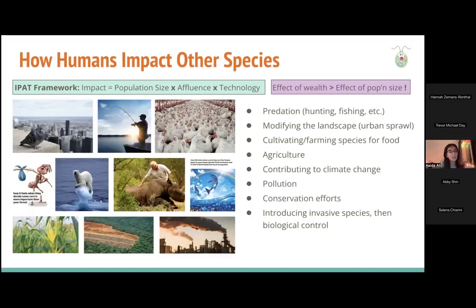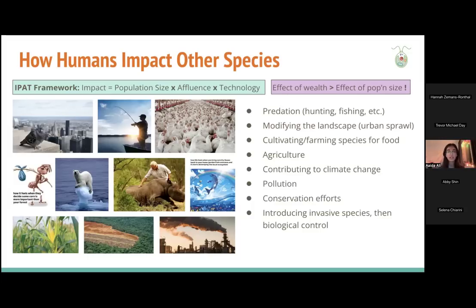We also do contribute to climate change a lot, and that kind of ties in with pollution. We might cause sea levels to rise, icebergs to melt. We might acidify the ocean. And so just human activities in general can harm the environment and therefore affect the species that live in those environments. But sometimes we try to do good things. We have a lot of conservation efforts to try and save endangered species. And so that is a way that we have a positive effect.